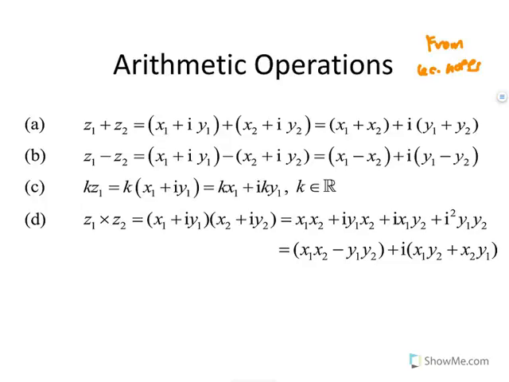First one, addition. Given that your z1 is just x1 plus iy1, and z2 is just x2 plus iy2.